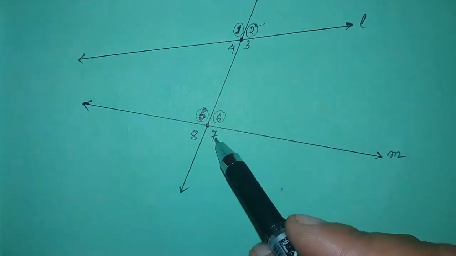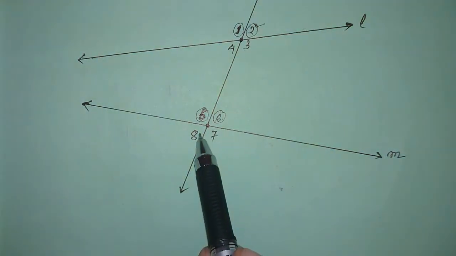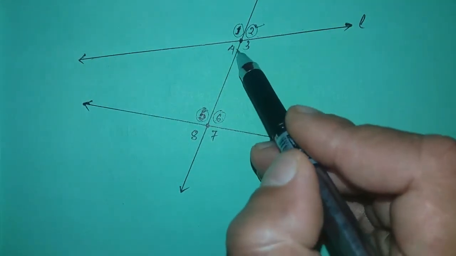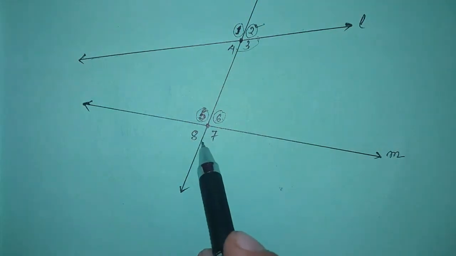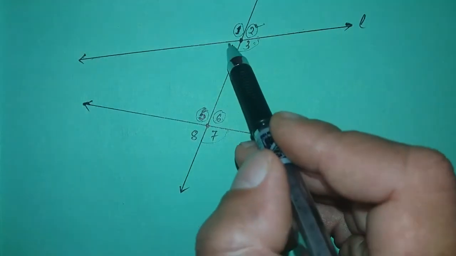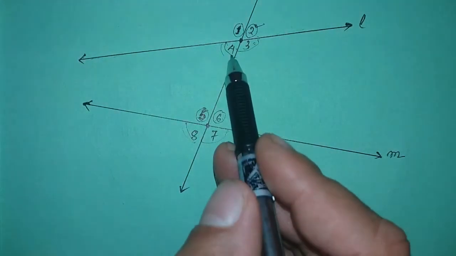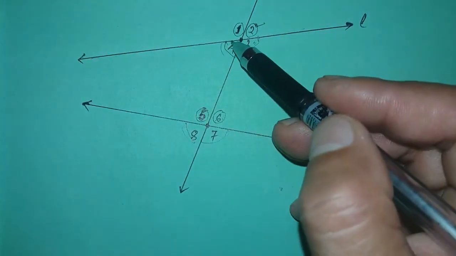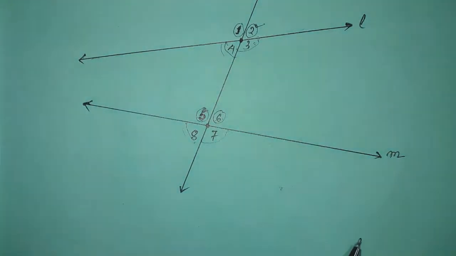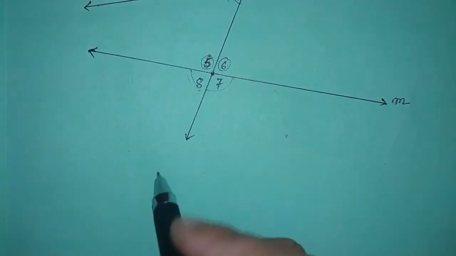Now 3 and 7: 3 is to the right of this transversal, 7 is to the right, and 3 is below this line, and 7 is also below this line. So they are also in similar conditions. Now 4 and 8 similarly are in similar conditions: left side, below this line, below this line. So we have 4 pairs of corresponding angles here.